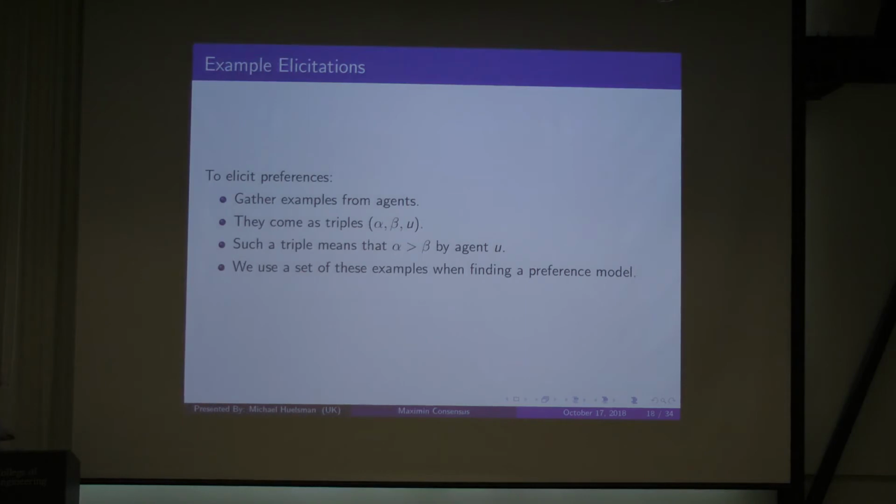So first, answering the first question, how we elicit examples. Basically, we just ask agents things. So we have these triples. If I have a triple alpha, beta, and u, that means that alternative alpha is better than alternative beta for a user u, right? And so basically, you just ask the agent, hey, do you like A better than B, or do you like B better than C? We ask them a specified number, and we get some information as to their preferences. And then we use that set to find the model.